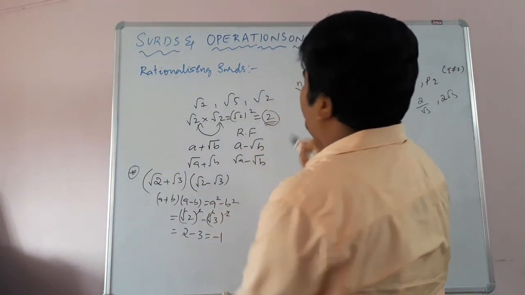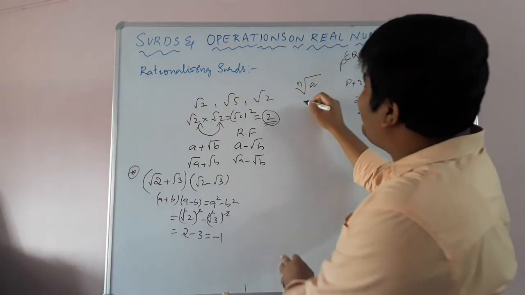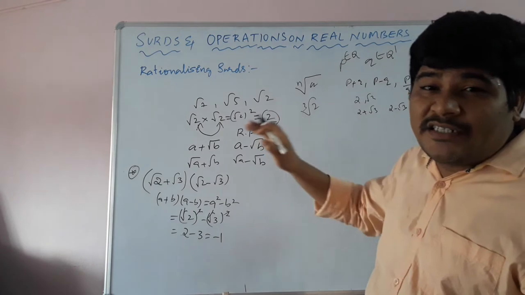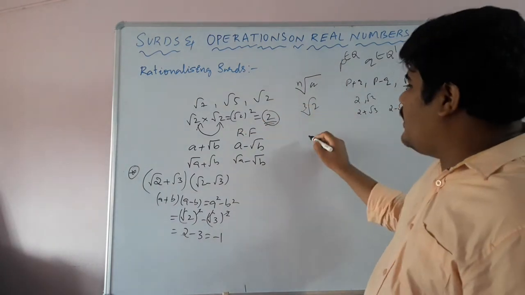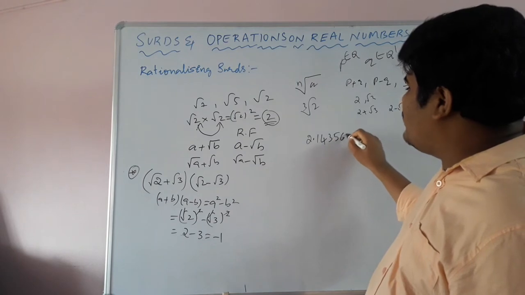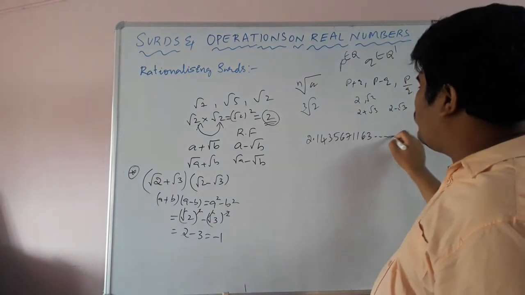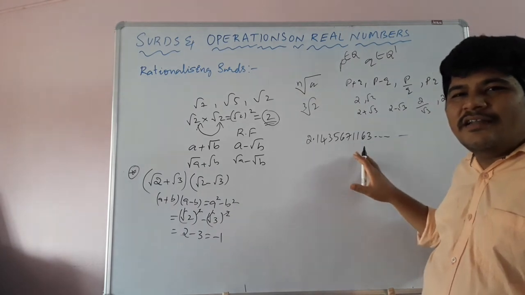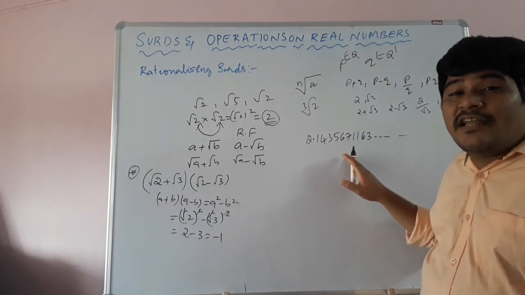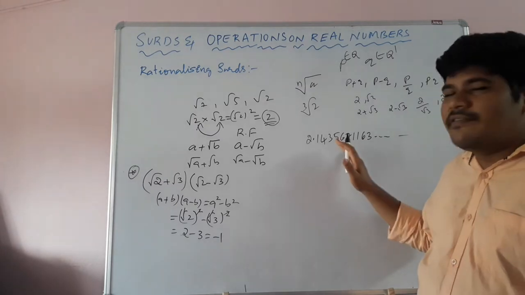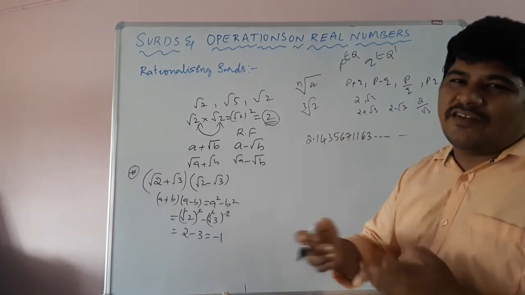Surds will be in the form of nth root of a only. Suppose I am taking the cube root of 2, this is a surd and an irrational number. But if I take an irrational number like 2.1435671163, which is non-terminating, non-recurring, this is an irrational number, but it is not a surd. So this is the difference, students.